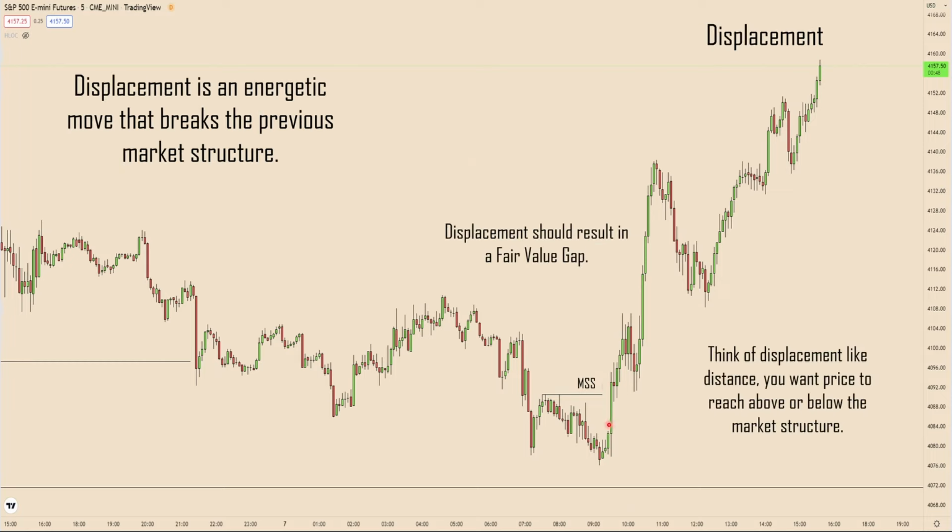Displacement is just an energetic move up that breaks this structure, right? For displacement to occur, you want to see a fair value gap created because that shows that price moved rather quickly through this area. I kind of think of it as a distance, right? You want to see price reaching above this area quickly before retracing.